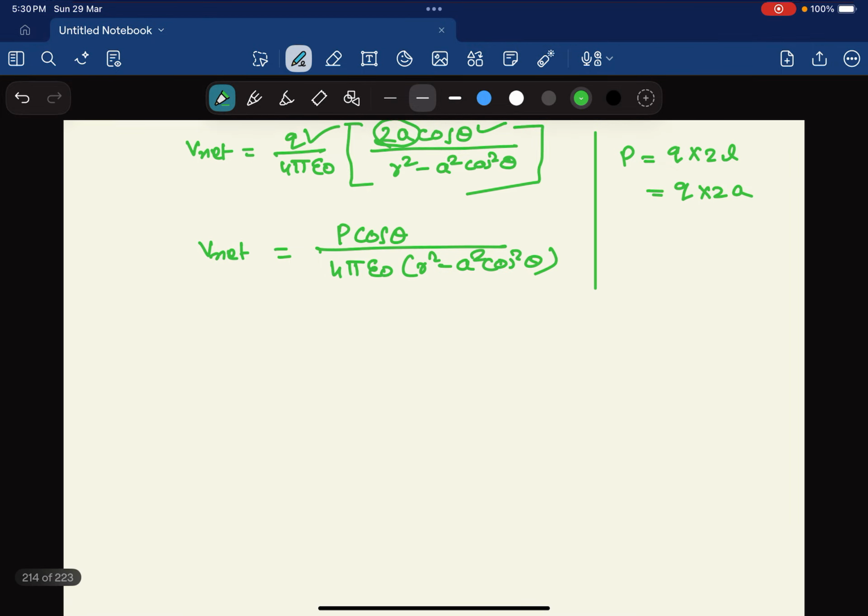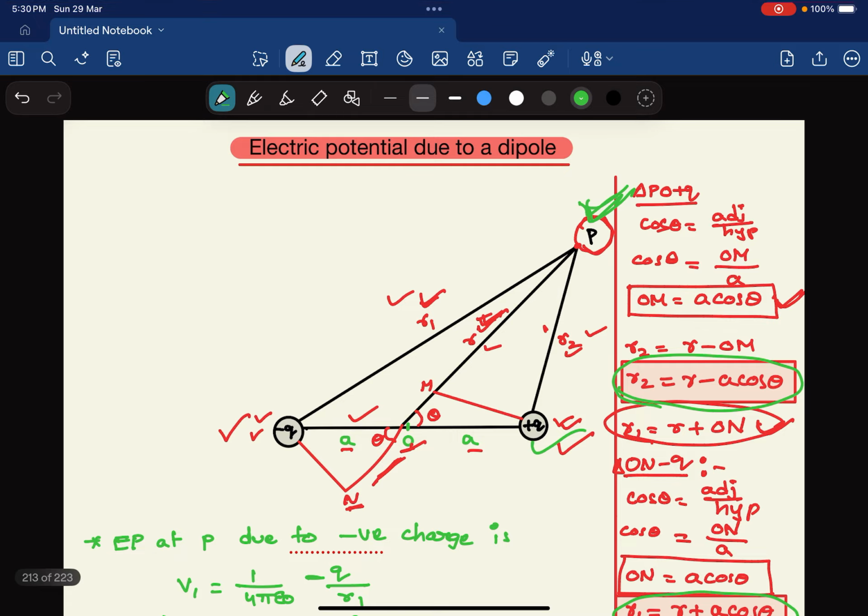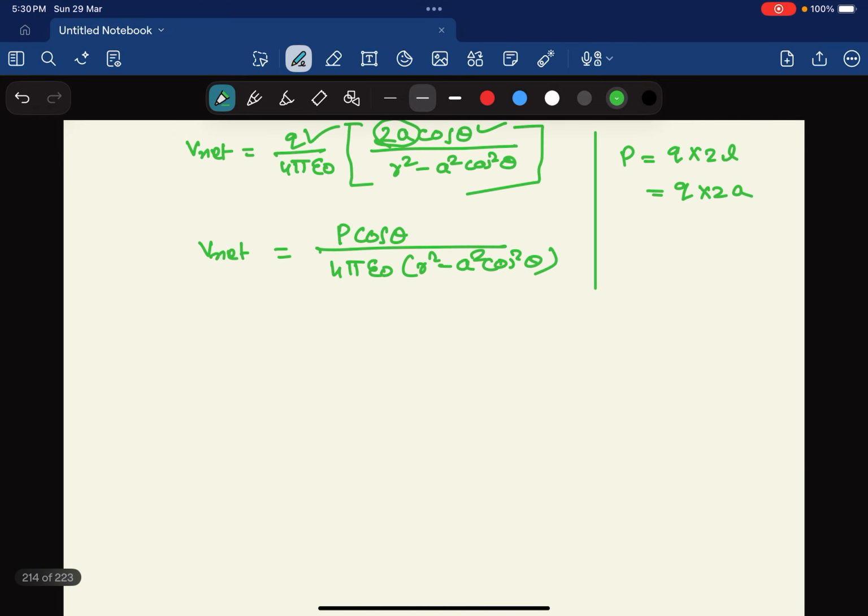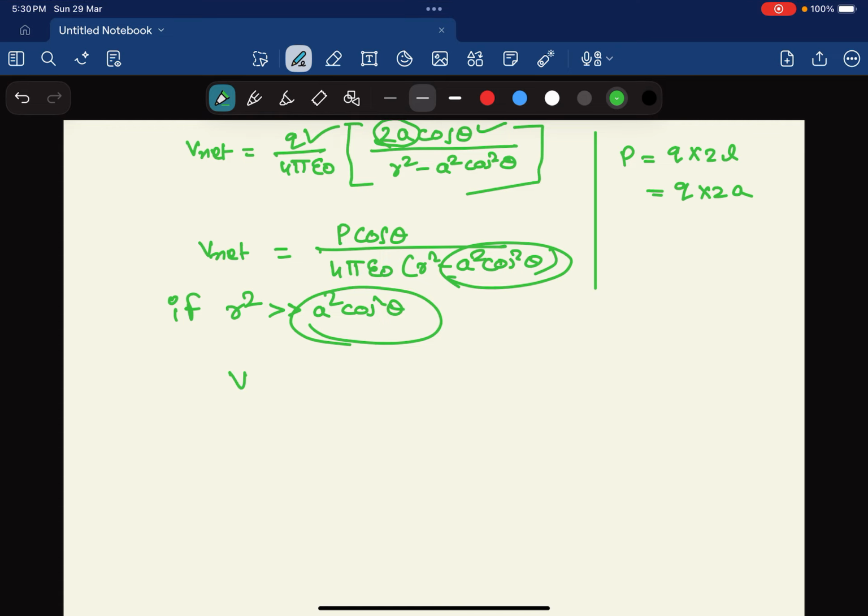Okay, now coming to the diagram, look at this diagram carefully. Here the distance a is very small as compared to R, correct or not? So that condition I'm going to take here. If the R square term is much greater than a square cos square theta, we will ignore this term, so no need. So therefore the net potential is equal to P cos theta by 4 pi epsilon naught into R square.